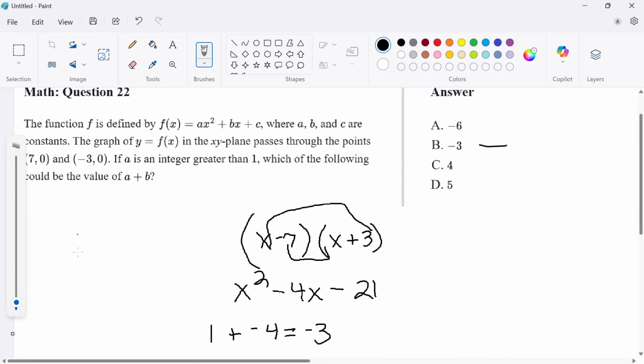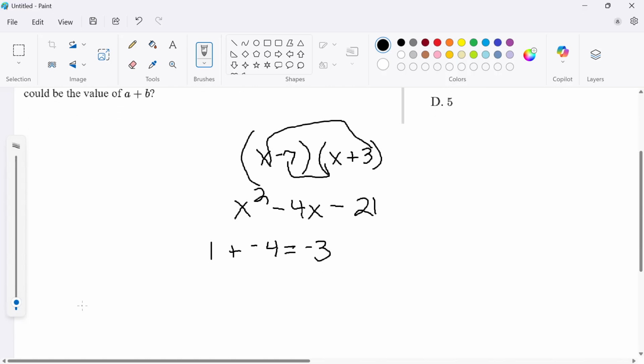Except one problem. It says if a is an integer greater than 1. Here a is 1. This is a, this is b, this is c. I should have drawn that up there. Well, a is just 1. It's not greater than 1. So how do I get an integer greater than 1 for a?